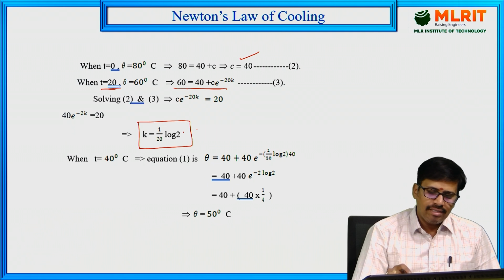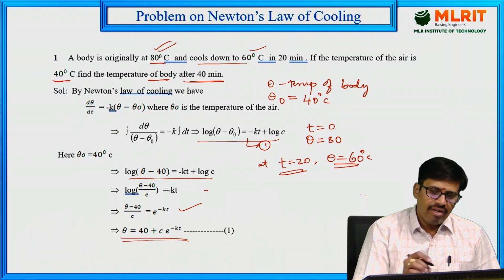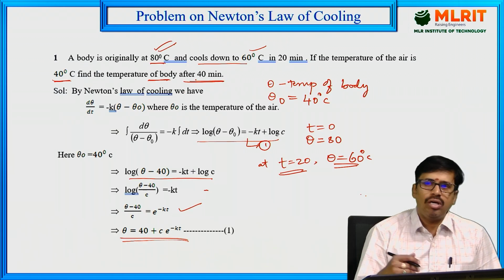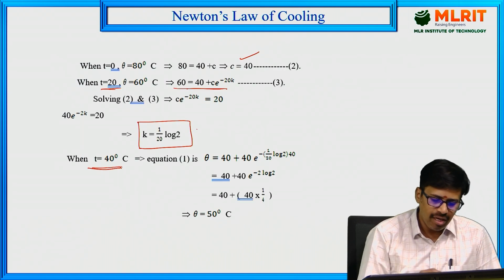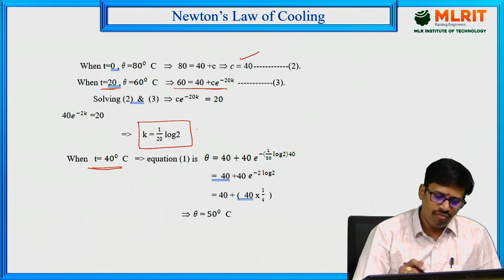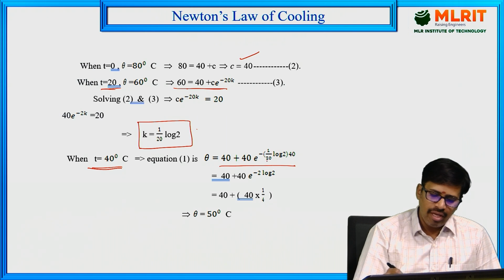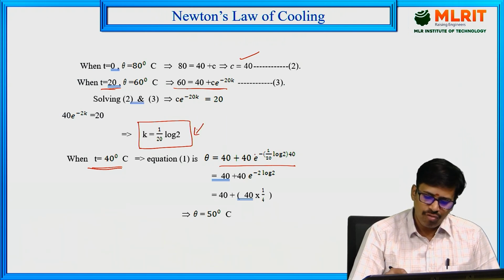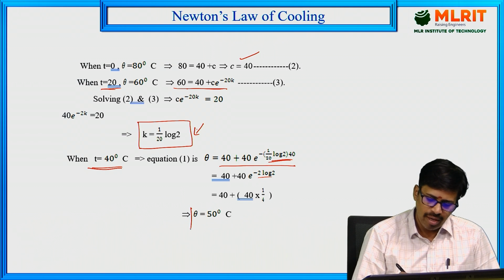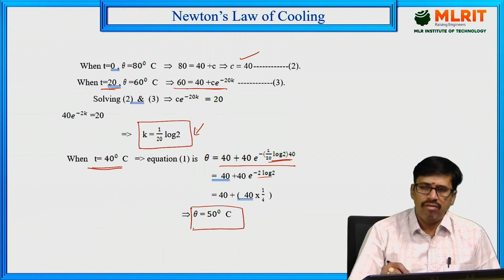Now what is asked in the question? After 40 minutes, what will be the temperature of the body? After 40 minutes means when time t equal to 40, this equation 1 can be written like this. In this I am substituting the value of k. So 40 plus 40 into e power minus 2 log 2. If you substitute this value, I am getting theta as 50 degrees.